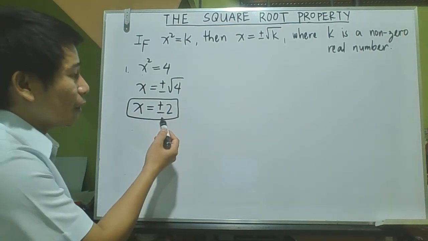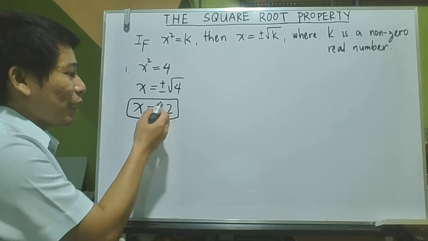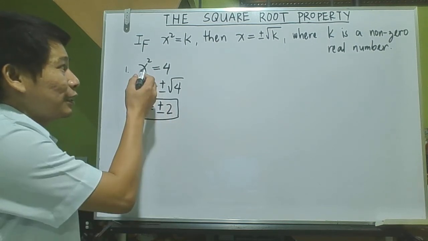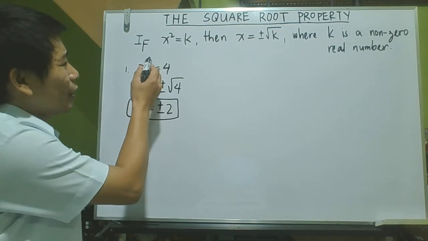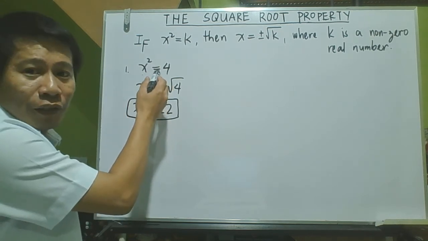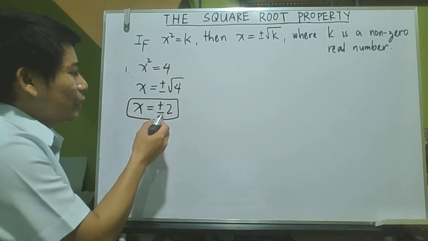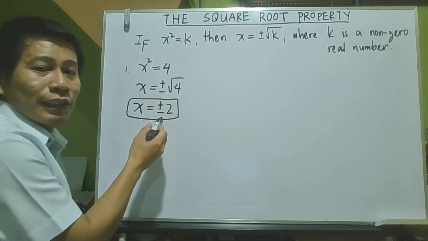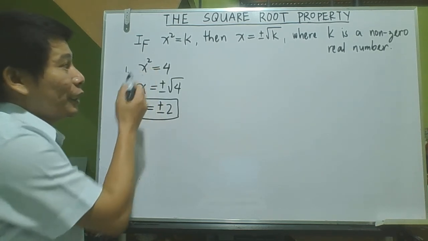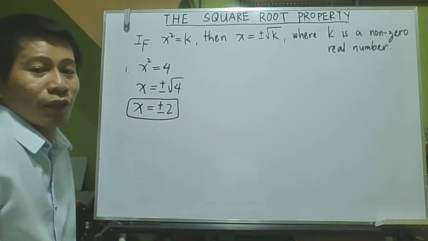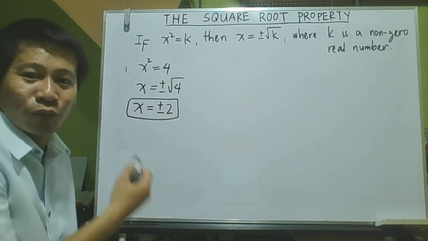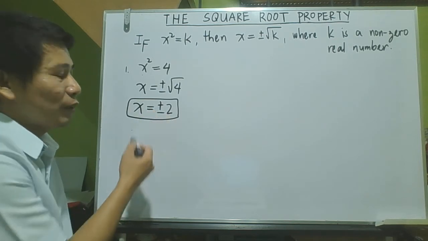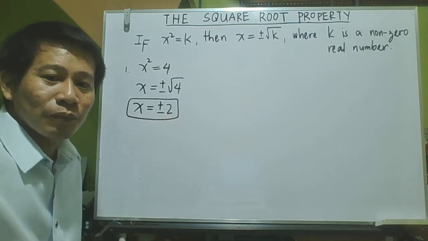You may check it by substituting positive 2 or negative 2 in x here. So if x is positive 2, square it, the answer is 4. And if x is negative 2, even if it's negative, if you square it, the answer is still 4. So, our roots or solutions are positive 2 or negative 2.